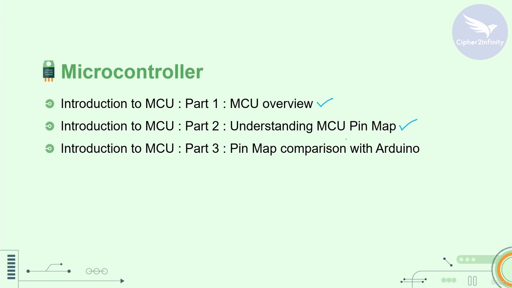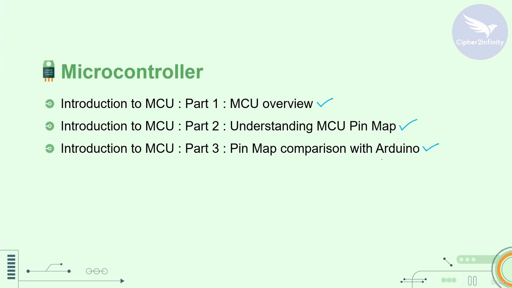Then the next video is about Introduction to Microcontroller Part 3, pin map comparison with Arduino. In this video, we will compare the pins of the controller with the Arduino Uno board. Here you will get a brief idea about the Arduino hardware and you will get to know which pin is called what on the Arduino Uno board. In case of the Arduino Uno board, the pins have some different terminologies or names. So in this video you will get the idea about what pin on the Atmega 328 is called what on the Arduino Uno board.